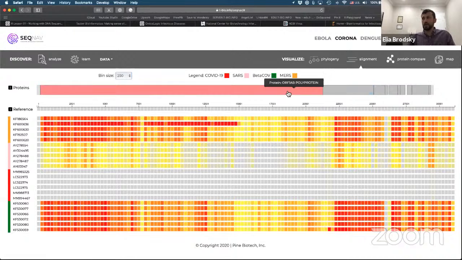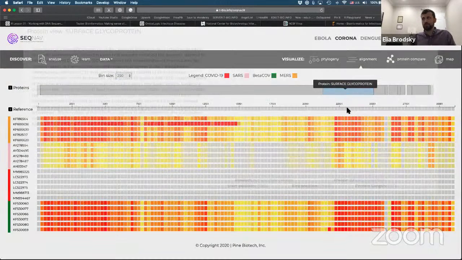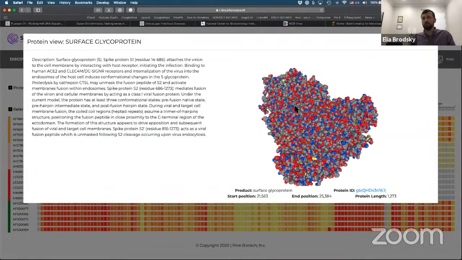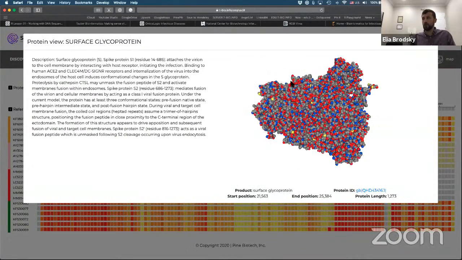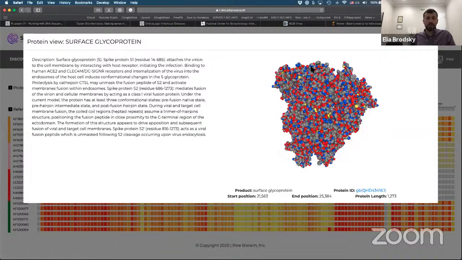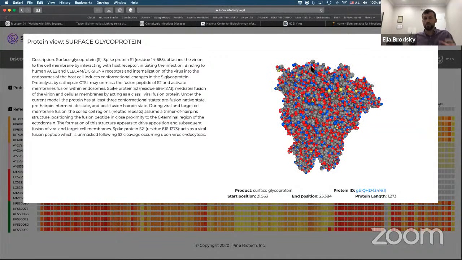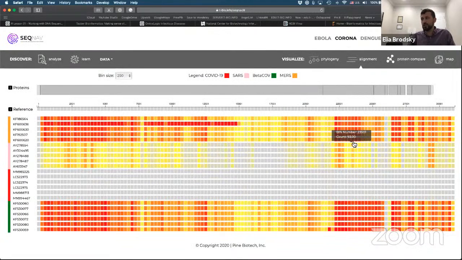Here you can see a gene that is not protein coding, and here's a gene, the blue one, that is protein coding. This gene happens to be the surface glycoprotein, or the spike protein. The spike protein, and we'll talk a lot more about it, is responsible for binding to the cell receptors and entry of the virus into the host. We can see that there's a lot of variation in this gene between the different groups of samples.